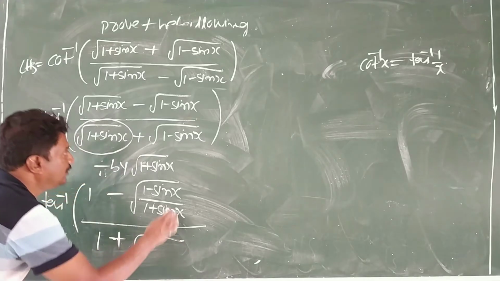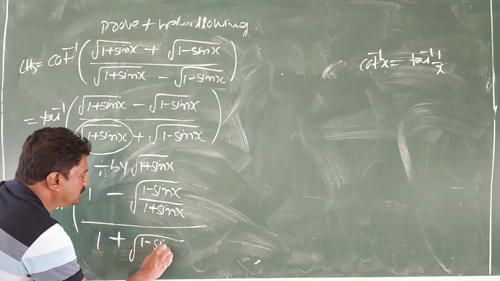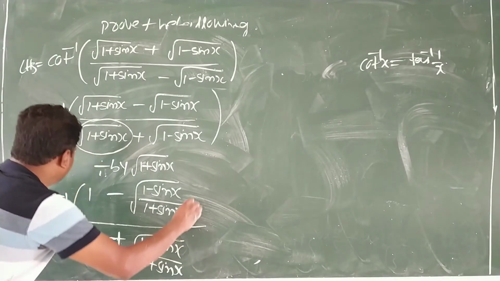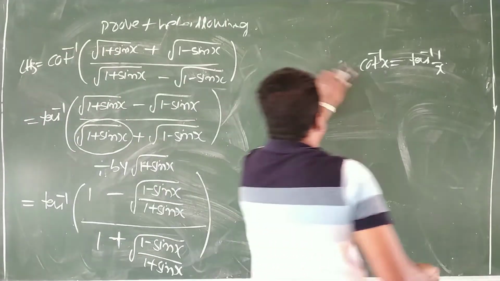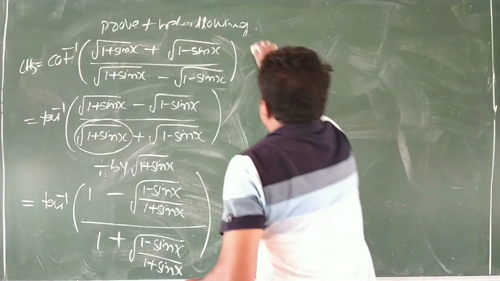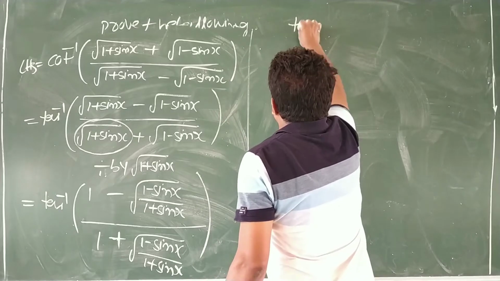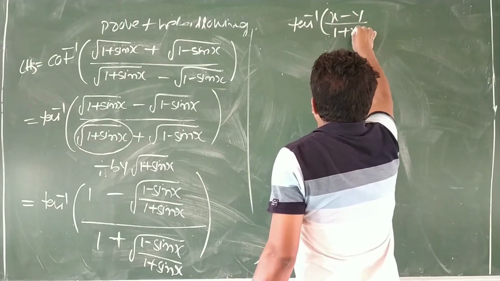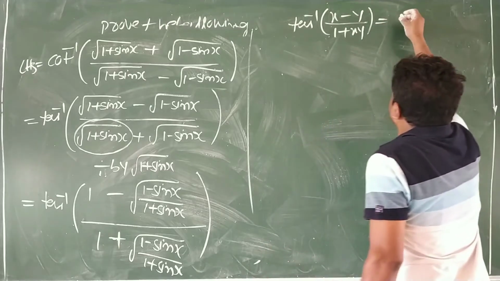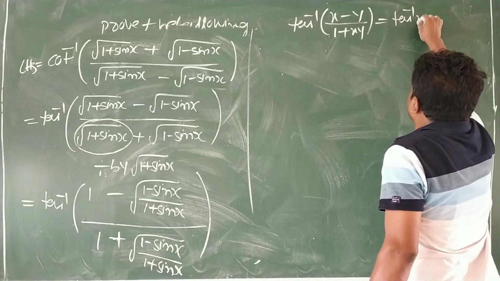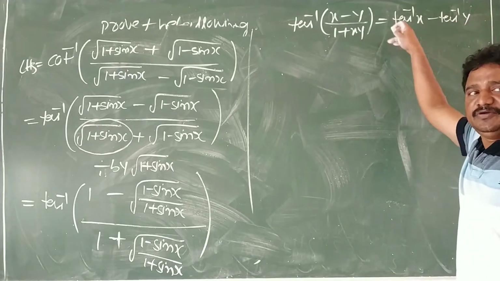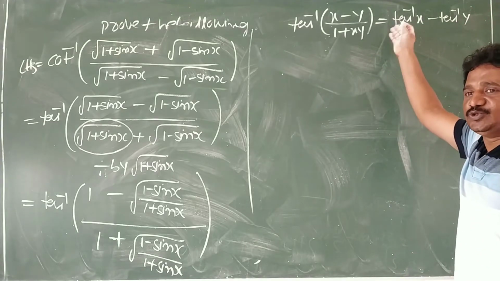So root of, tell me, 1 minus sin x by what? 1 plus sin x. Now use this, students. We have a formula. What is that? tan inverse of (x minus y) by (1 plus xy) is equal to tan inverse x minus tan inverse y. We know this formula already. We have used this formula so many times.